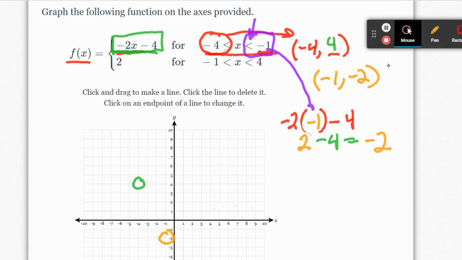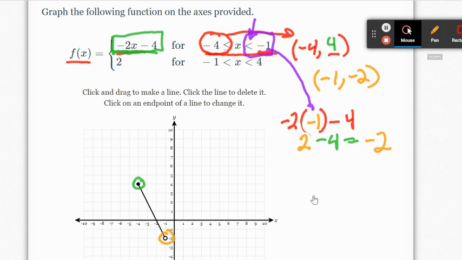So now I'm going to go through and actually click that and drag. So I'm going to click right here and then drag down, hold the click and drag down to -1, -2. And then what I want to do is leave this as a solid dot because I'm including with the less than or equal to on the -4, but then -1 is not included, so I actually click that and make that a hole. So I just find the two endpoints, click and drag, and then I have my line segment that represents that spot.